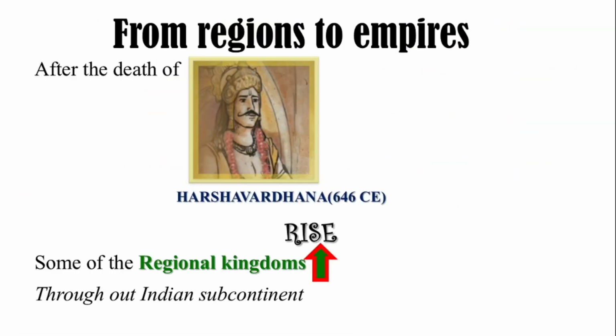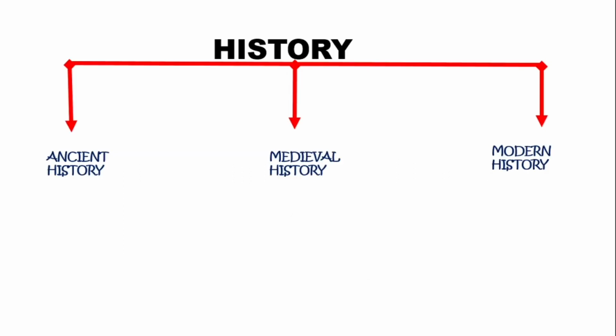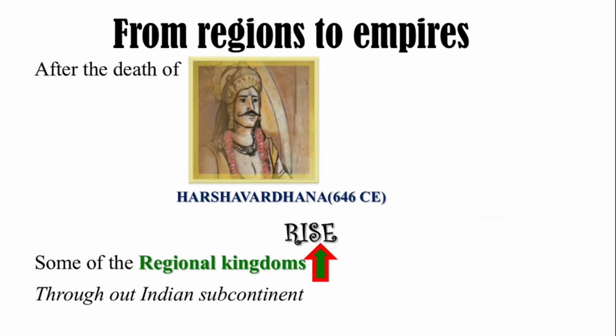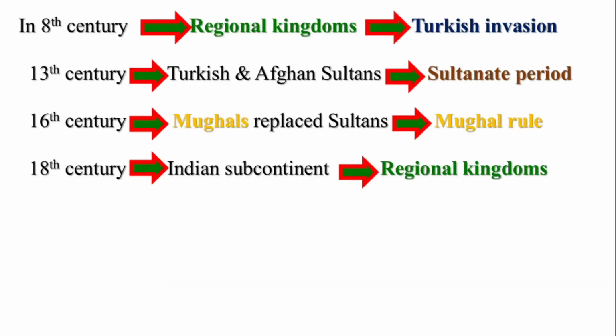In today's class we have seen what history is, how each period of history is divided: the ancient period of India, the medieval period, and modern history. From regions to empires, and how these regions and empires developed, the different centuries in which each regional kingdom existed, who the rulers were, how these rulers dominated other rulers, how all these things took place in the Indian subcontinent, and how regional kingdoms finally ended. We have studied all of this.